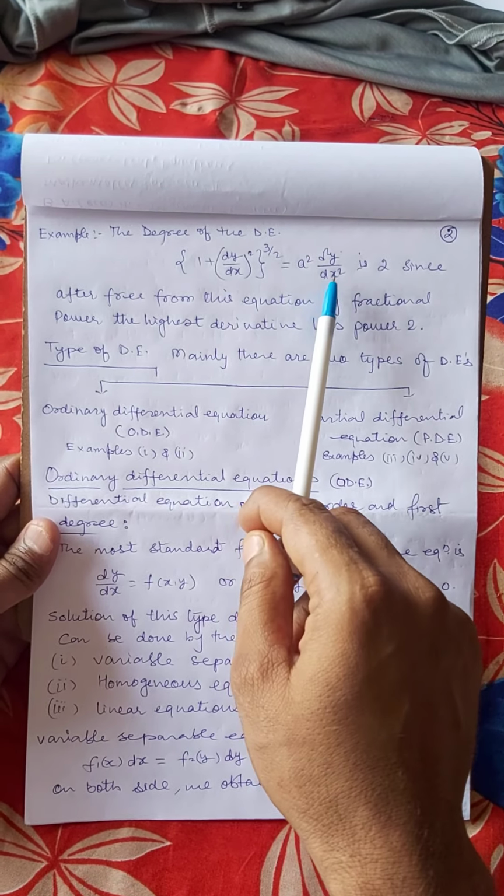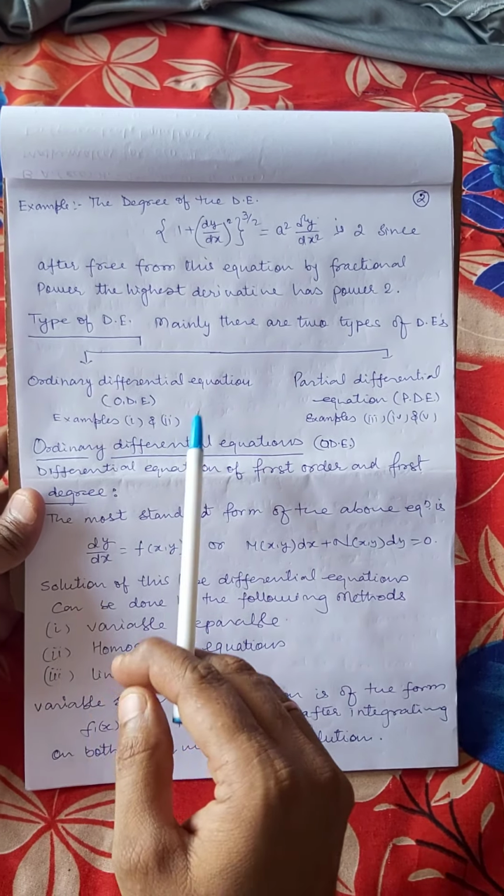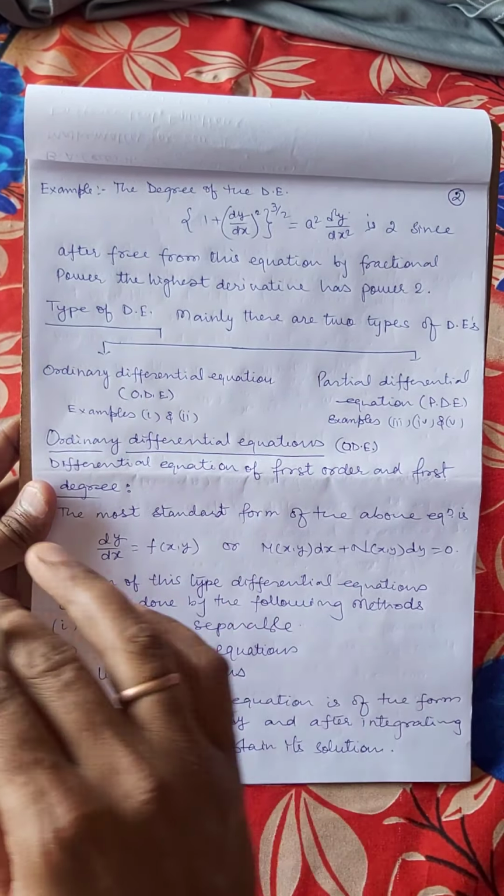Now we move to another concept of the differential equation, that is types of differential equation. Mainly there are two types: the first one is ordinary differential equation and the second one is partial differential equation. Here we discuss only ordinary differential equation, which is generally abbreviated as ODE, because ordinary differential equation is the only one in my syllabus.